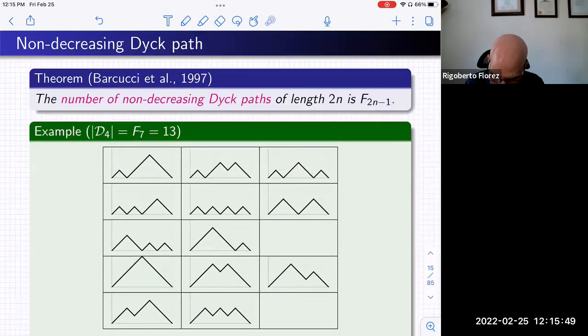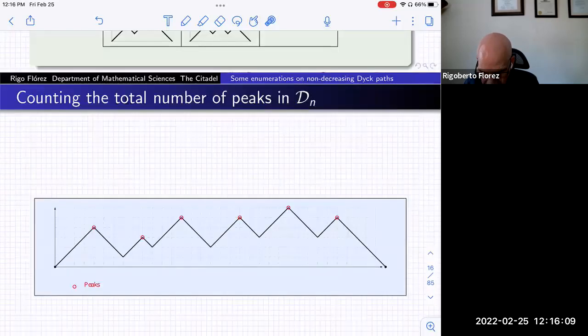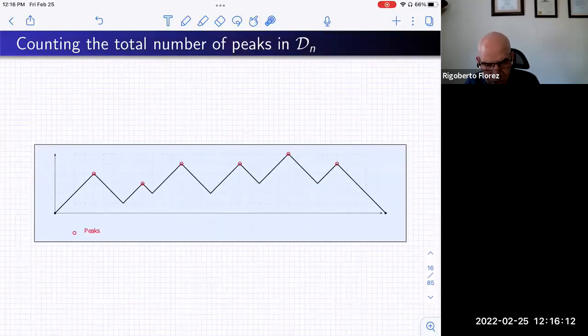And then in 1987, Barcucci et al. proved that yes, in fact, the non-decreasing Dyck paths are counted by Fibonacci numbers. So we are going to keep this in mind, the Fibonacci numbers. But let's see what kind of questions we can ask here.